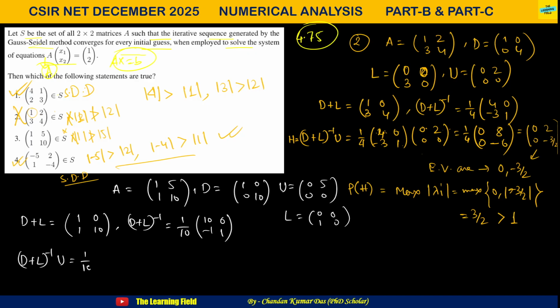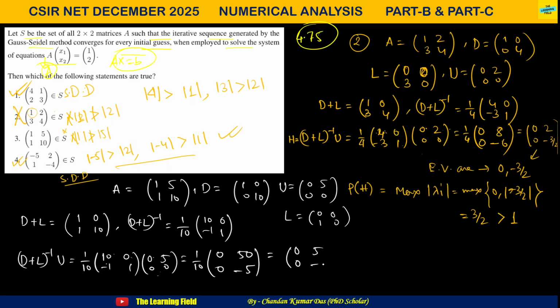Now what is the value of D plus L inverse into U? This is equal to 1 by 10 into 10, 0, minus 1, 1 into U, which is 0, 5, 0, 0. So this is equal to 1 by 10 into 0, 50, 0, minus 5. Right? So this is equal to 0, 5, 0, minus half. So this is also an upper triangular matrix. The eigenvalues of this matrix are 0 and minus half.